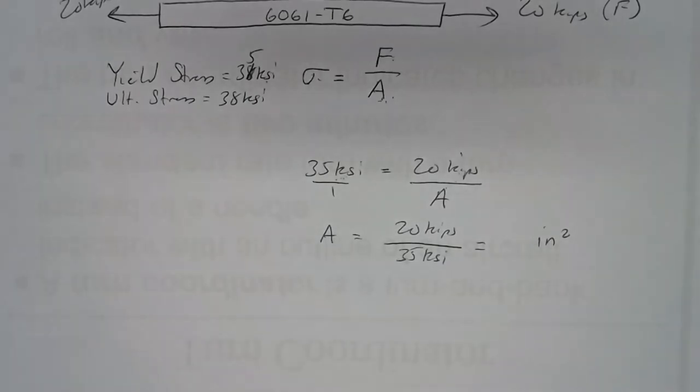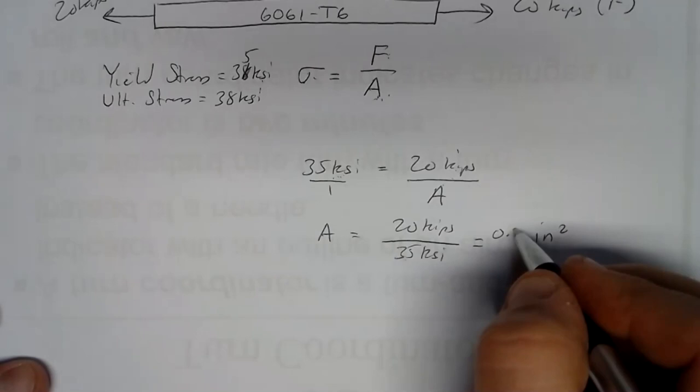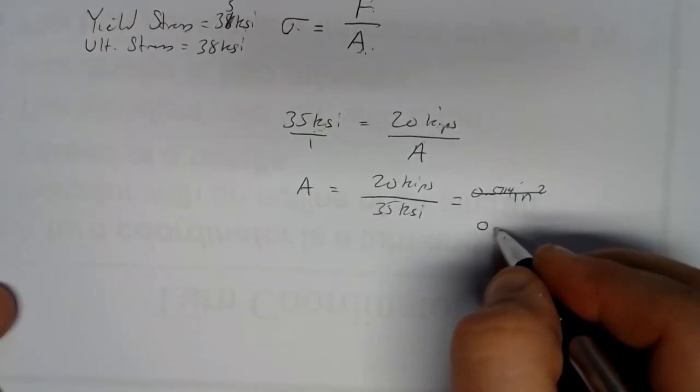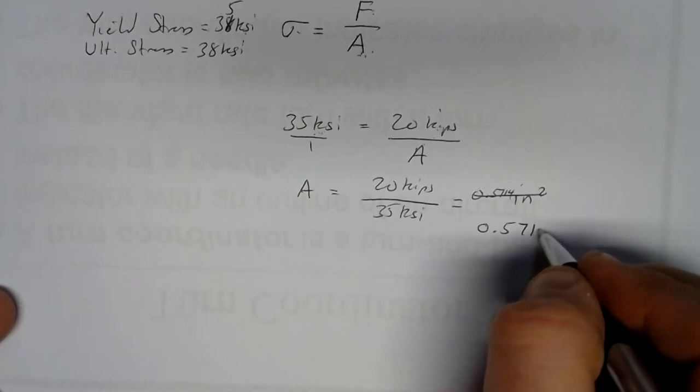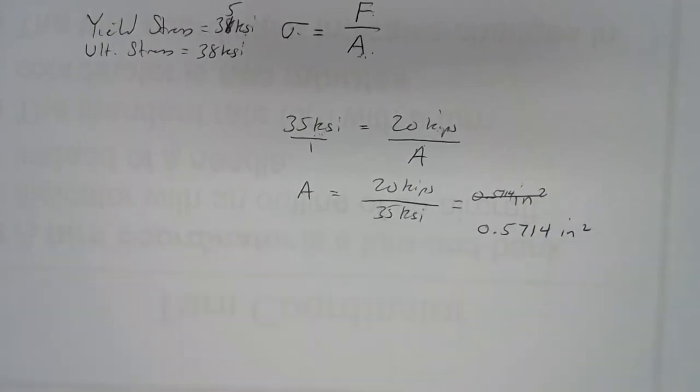So if I go to my calculator and do 20 divided by 35, I get 0.5714 square inches. Let me rewrite that so it's not as sloppy. 0.5714 square inches. So a little bit more than half a square inch.